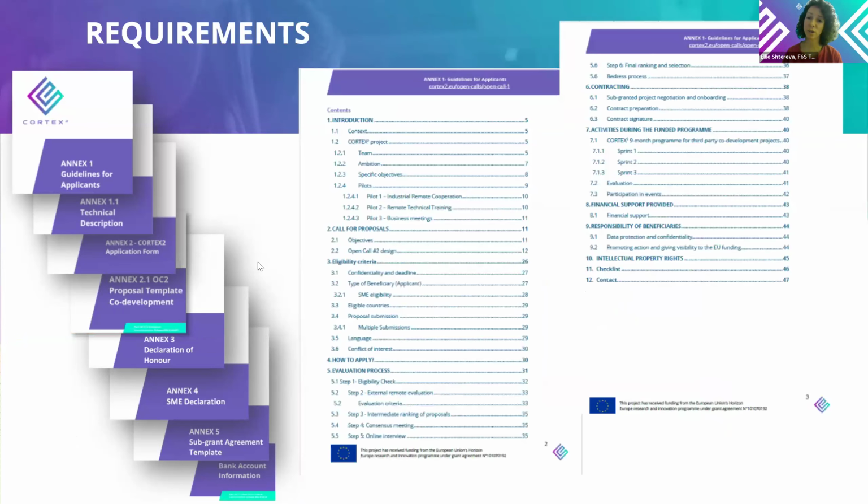This is how Annex 1 guidelines for applicants look like. As you see, it's not a very extensive document, but at the same time, as I've mentioned, it contains all information you need in order to prepare your project proposals for us.